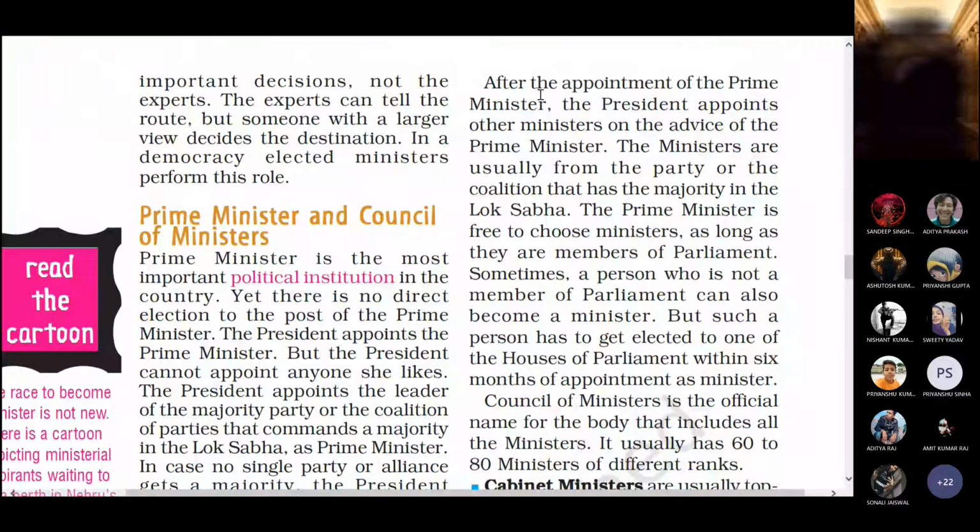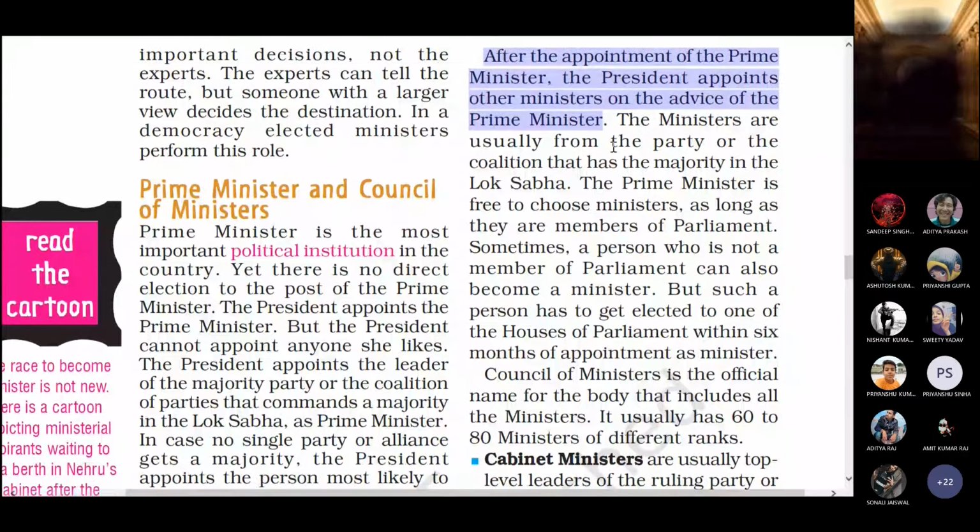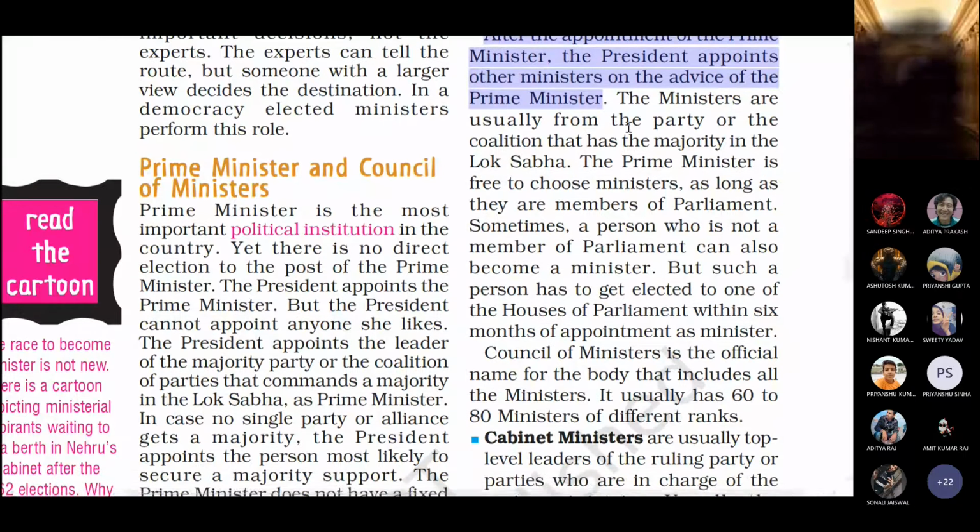After the appointment of the prime minister, see, this is important, the president appoints other ministers on the advice of prime minister. So first, the leader of the majority party in the parliament is appointed as the prime minister. After that, prime minister gives suggestions to the president that this person should be appointed as minister of defense, this member of parliament should be elected as finance minister. So prime minister के advice से president appoints other ministers, mainly that is cabinet ministers. The ministers are usually from the party or the coalition that has the majority in the Lok Sabha.